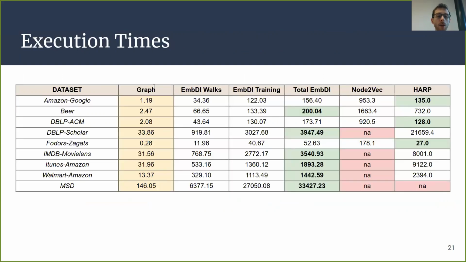In this slide, we gather the execution time for the different graph algorithms. In general, MD is faster than the other approaches.